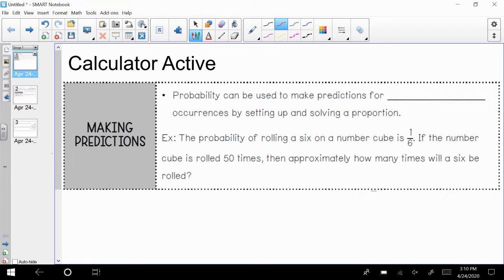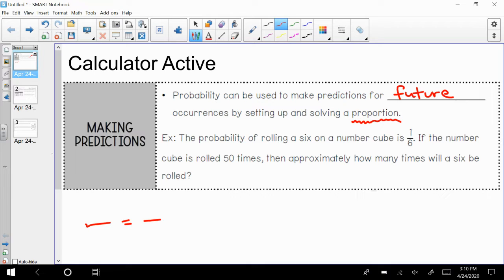Okay. So probability can be used to make predictions for the future occurrences by setting up and solving proportions. So open up the workbooks that we had. Don't really love setting up proportions. A proportion is when you set one fraction equal to another fraction. And I'll show you with this example.